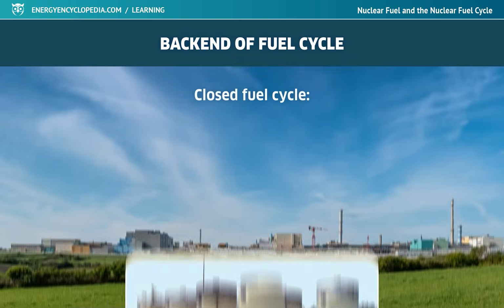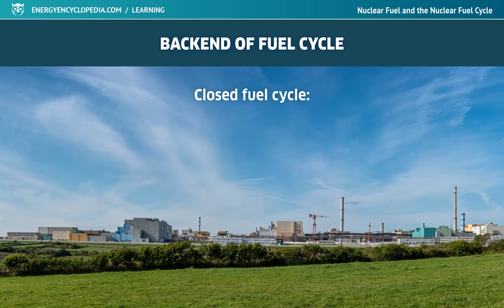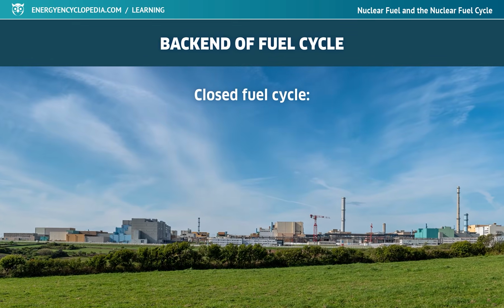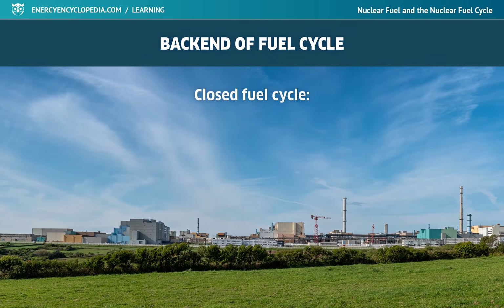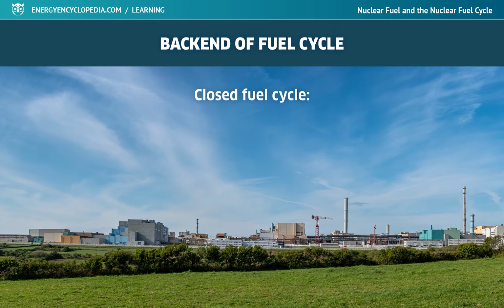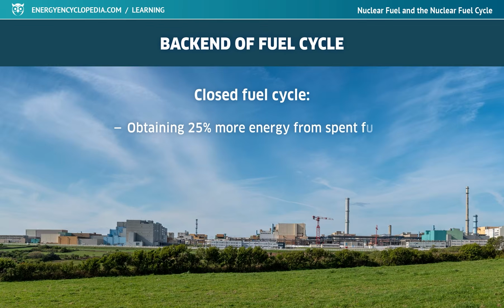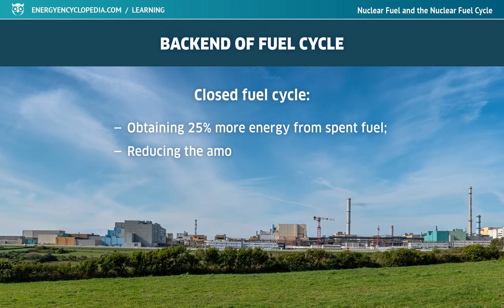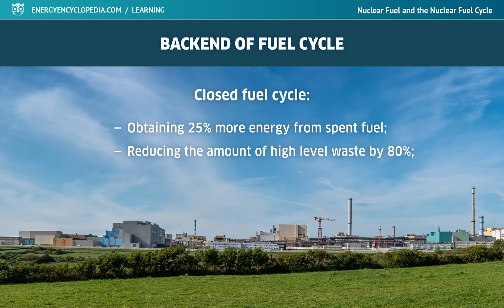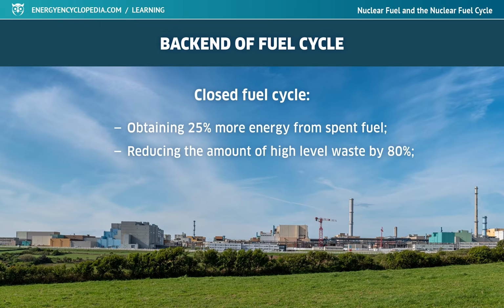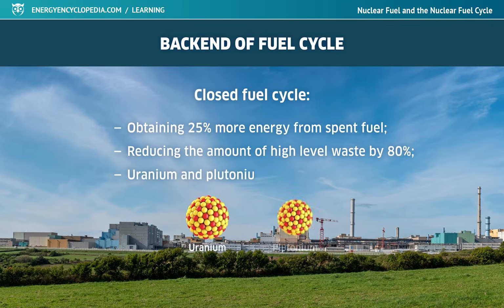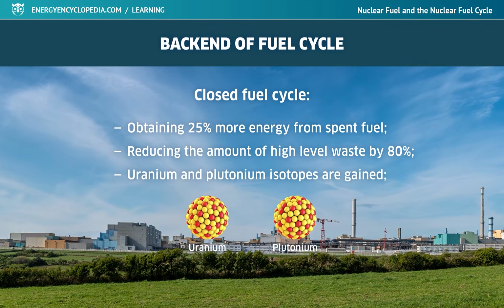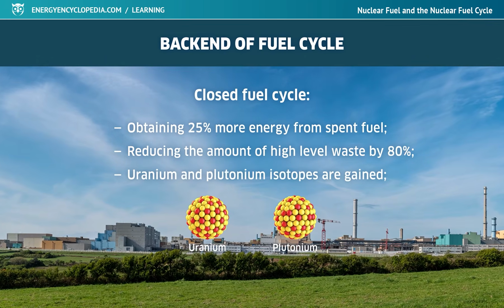A closed fuel cycle is characterized by the reprocessing of spent nuclear fuel. This complex but useful process is beneficial for two main reasons: obtaining up to 25% more energy from the spent fuel and reducing the amount of high-level waste by up to 80%. By reprocessing the spent fuel, uranium and plutonium isotopes are gained, which can be reused with some limitations in the production of new fuel.